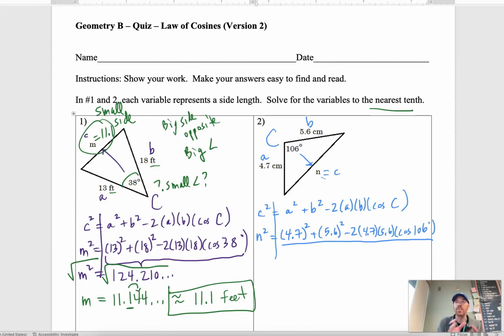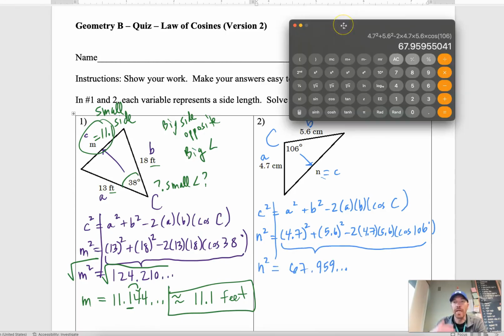So again, if you want to break this down, you can. For the video, I'm just going to do all this on the calculator, 4.7 squared plus 5.6, all that stuff, and I'm going to say n squared equals all this. So again, if I put all of this on the calculator, the calculator gives me not quite 68, a little bit less, 67.959, etc. But that's what n squared equals.